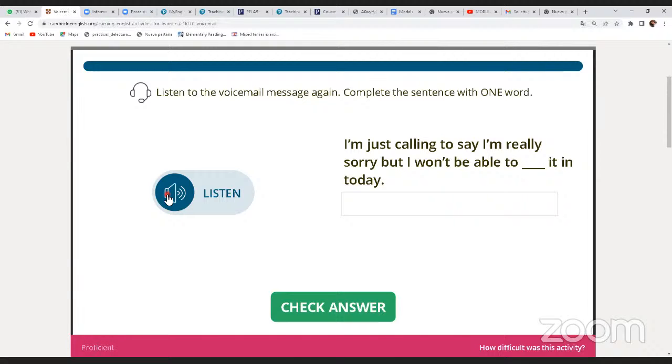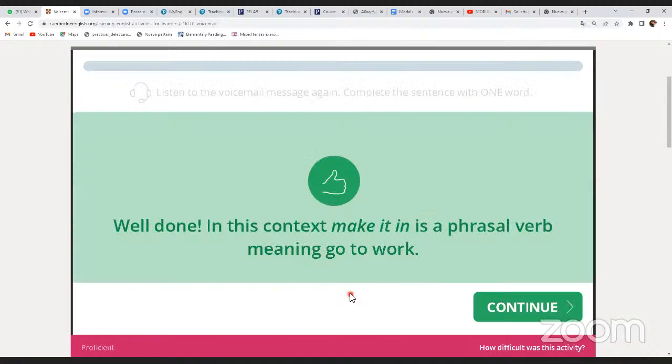Okay, what do you think? I will be able to, but I don't know. Make, if I'm not wrong. Yes, to make it in. It is a phrasal verb, right? To make it. Its meaning is, yes, it's a new one. Make it in, it means to go to work, because the girl says, I'm really sorry, but I won't be able to make it in. It was a difficult verb because of the pronunciation; she said it kind of fluently, but it was make it in. Okay, all right.